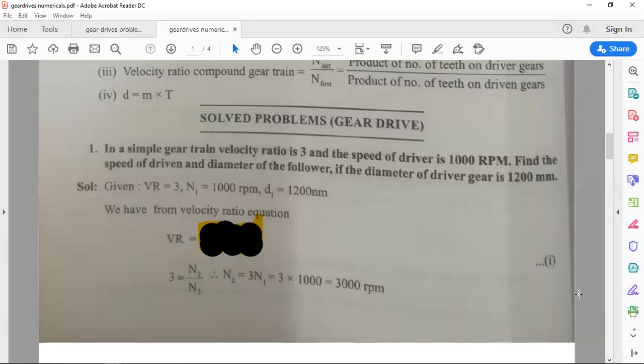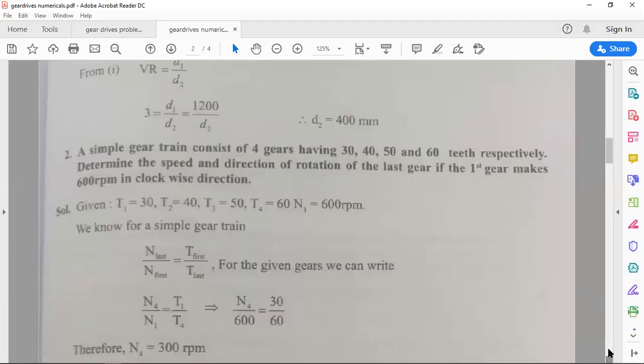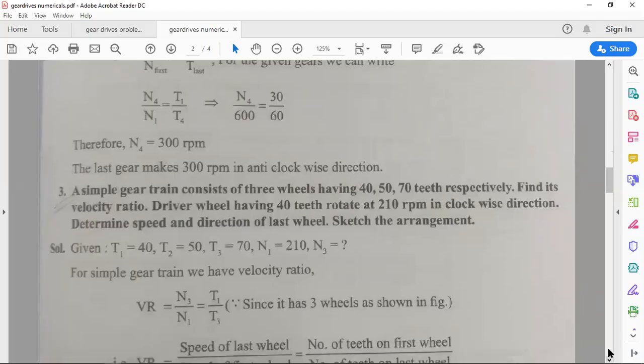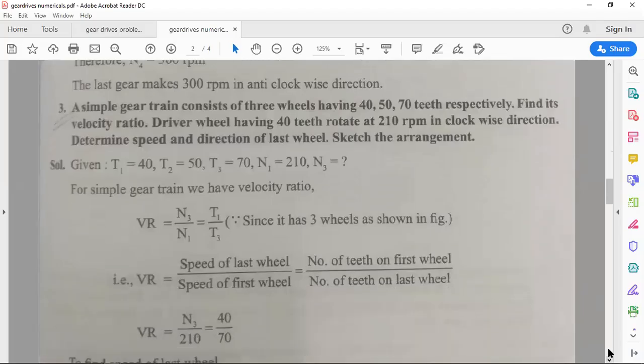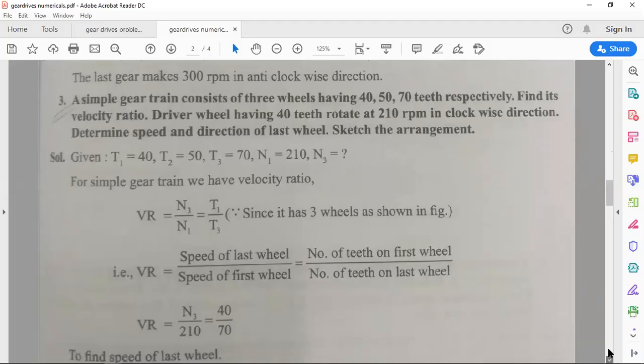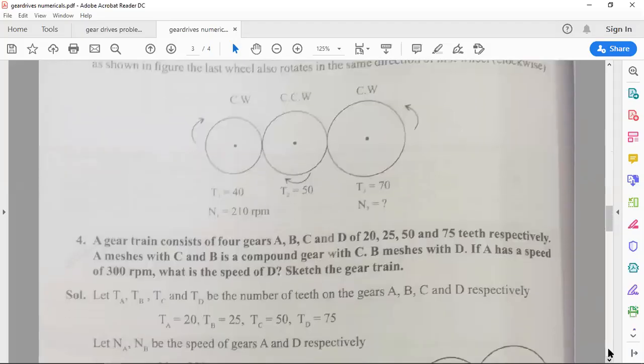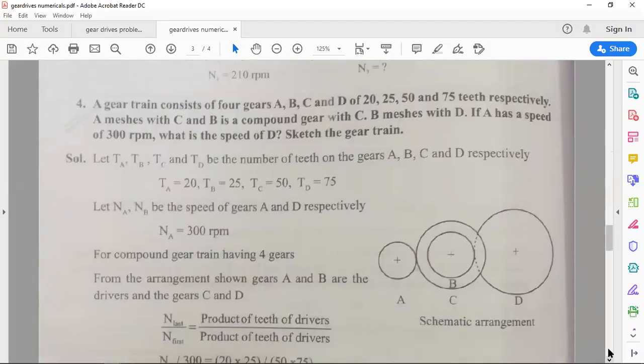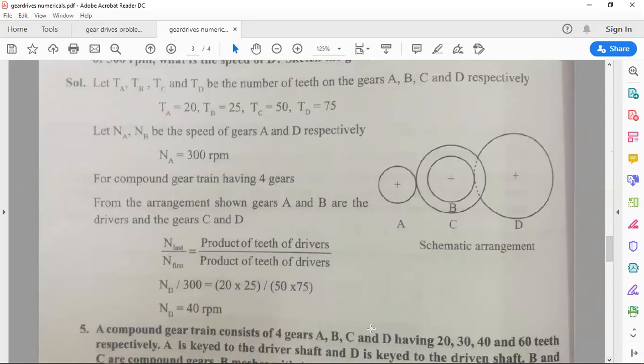Next, similar problems which are given in a different way. This is also a simple gear train, which is given the number of teeth and how much the driver wheel works. The same equation applies: speed of the last wheel divided by speed of the first wheel is equal to number of teeth on the first wheel over the last. The numbers are changed, that's all. Okay, with this I can stop today.